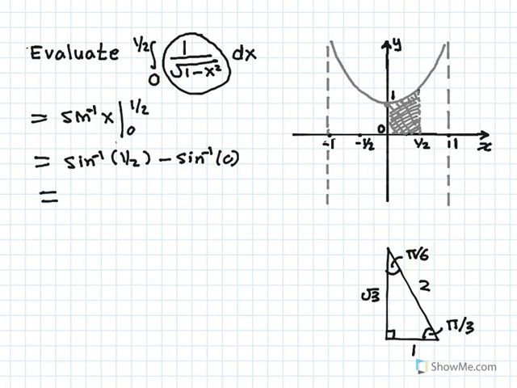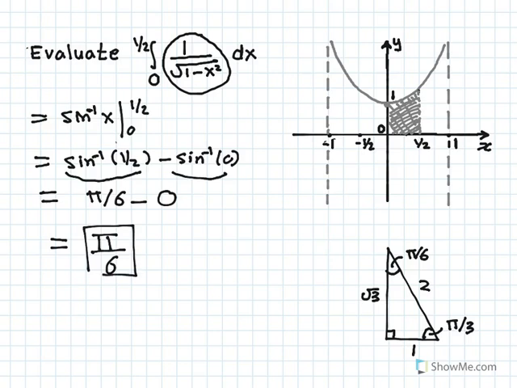How do we find arcsine of 1/2? That is saying find the angle whose sine is a half. From the diagram, we can clearly see that sine of pi over 6 is opposite over hypotenuse. Sine of pi over 6 is 1/2. So arcsine of 1/2 is just going to be pi over 6. Sine inverse of 0 is 0. So the answer is pi over 6. This is the value of the definite integral.